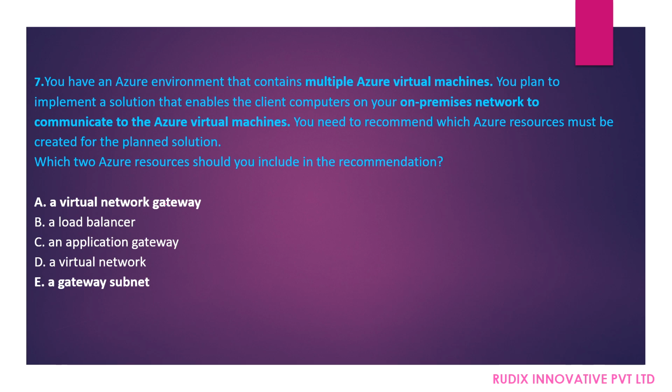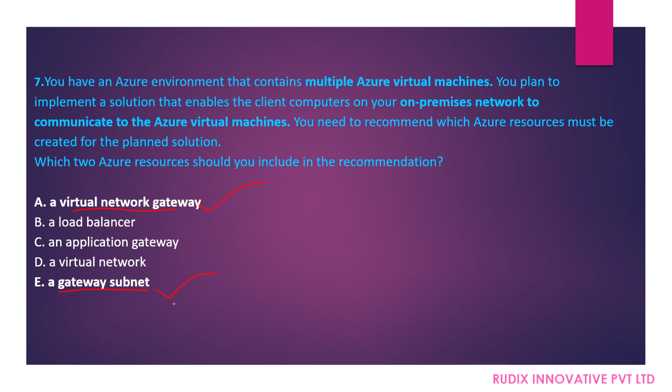Option A, Virtual Network Gateway. B, Load Balancer. C, Application Gateway. D, Virtual Network. E, Gateway Subnet. For this question, the two Azure resources that should be included in the recommendation are Azure Virtual Network Gateway and Gateway Subnet. So these are the two resources which we include in the recommendation. Virtual Network Gateway, Gateway Subnet.